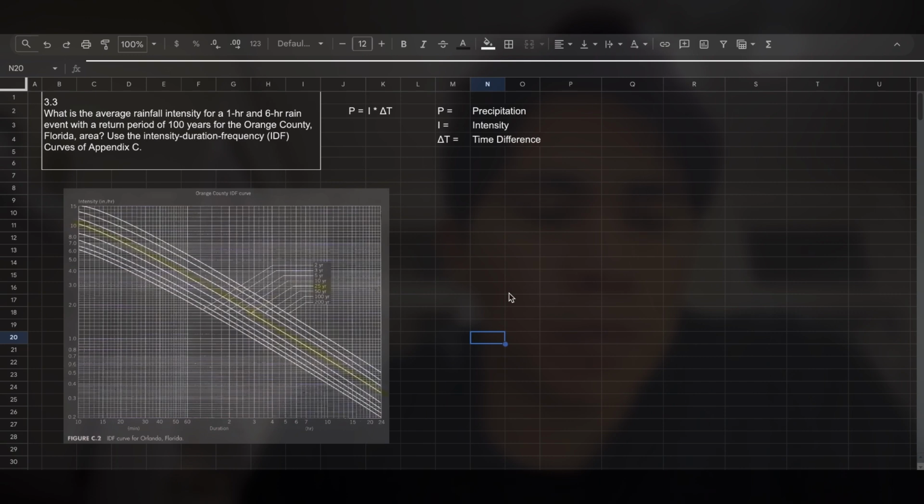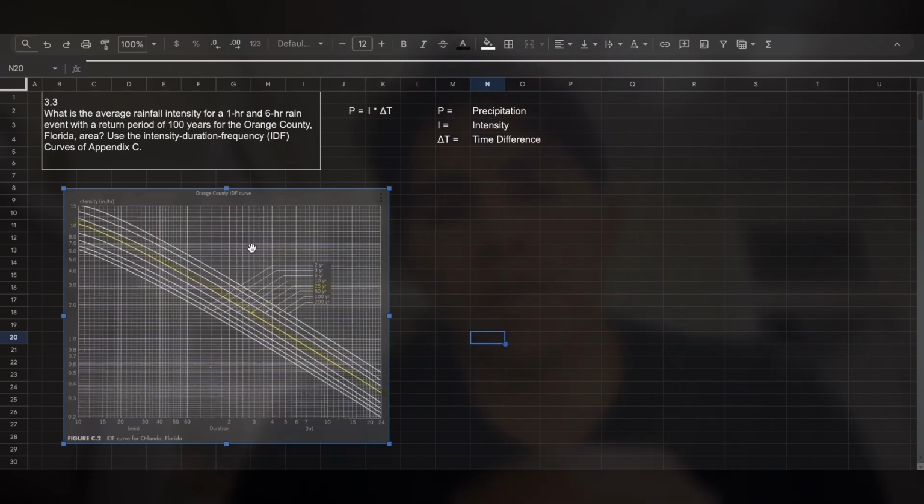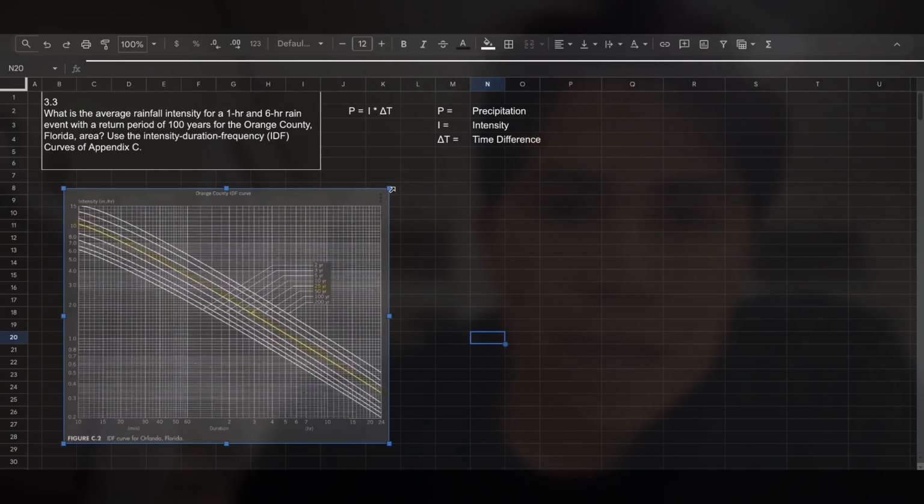Now let's move to problem 3.3. In this problem, we are introducing IDF curves, or intensity duration frequency curves. This problem is mainly to help us understand how to use this graph. We're given in 3.3: what is the average rainfall intensity for a 1 hour and 6 hour rain event? So we have two rain events, with a return period of 100 years for the Orange County, Florida area. Use the intensity duration frequency IDF curves of Appendix C. That's the place where I got this IDF from.